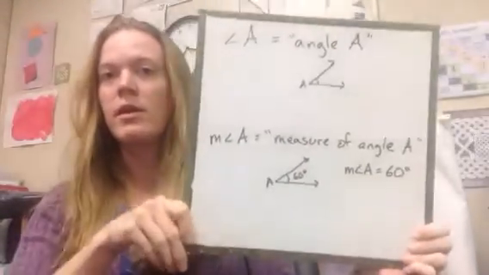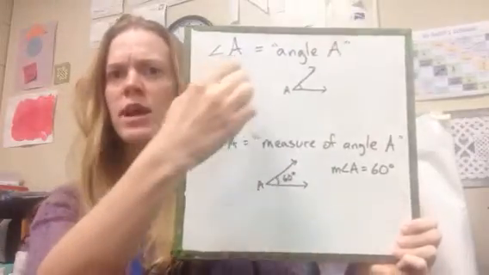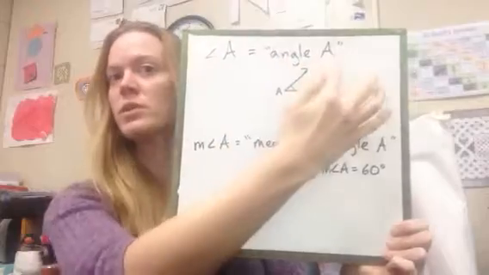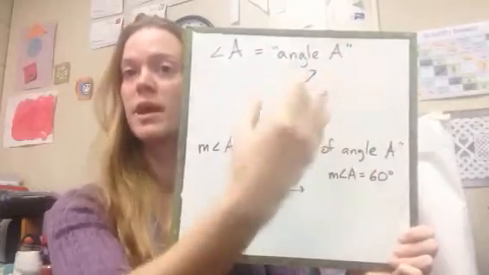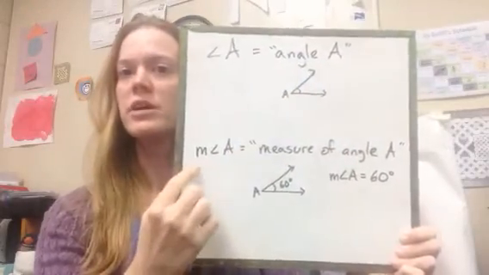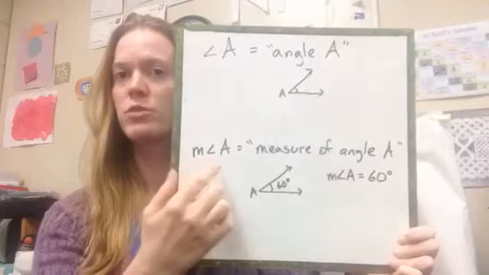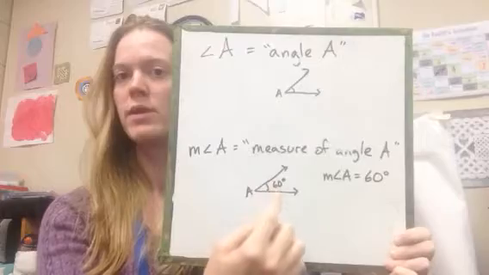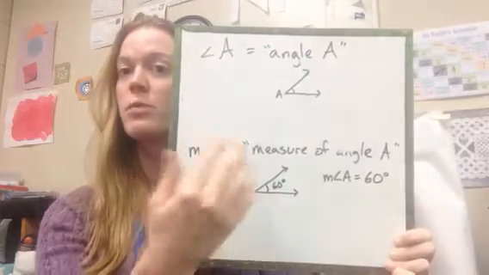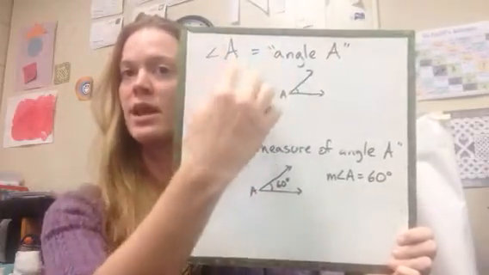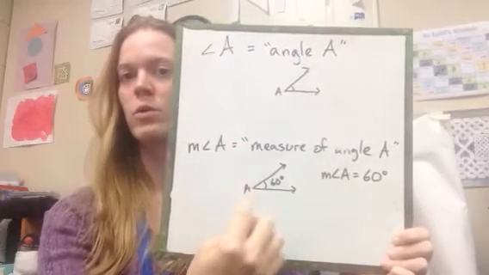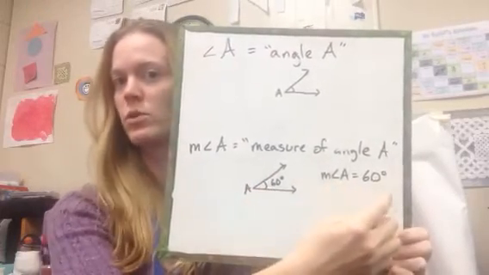Alright, the next thing is some nomenclature stuff. If you see it written like this, this means angle A, and it's talking about the shape, the actual angle. If you see this with a little m, that means the measure of angle A, and it's talking about how big that angle is. So the measure of angle A is a number, and angle A is a shape. And this is how we would write for angle A, 60 degrees: the measure of angle A equals 60 degrees.